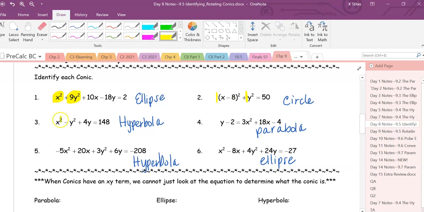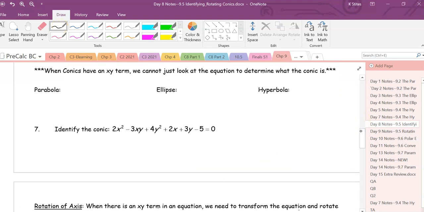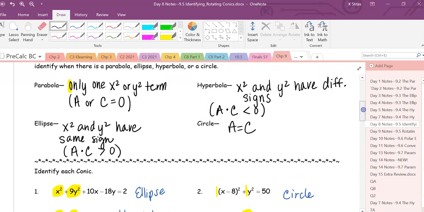Hyperbola is number 3, and that's because you do have an x squared and a y squared, but they are different signs. It doesn't matter that they both have a value of 1 in front because they are different signs. So this is not a circle, it is a hyperbola. Number 4 is a parabola because you only have an x squared, you do not have a y squared. Number 5 is a hyperbola because you have an x squared and y squared, but they are different signs. And finally, number 6 is an ellipse because you have an x squared and a y squared, and they are the same sign.